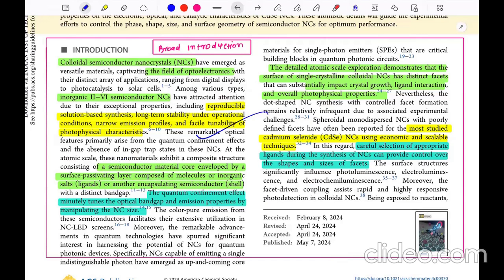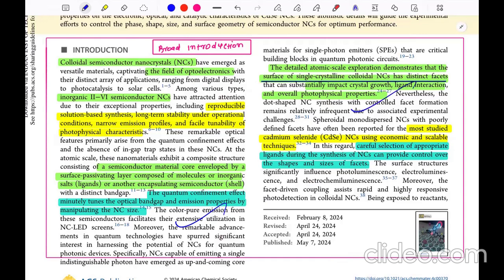So due to these properties, colloidal semiconductor nanoparticles are very widely used, and also the quantum confinement effect minutely tunes the optical band gap and emission properties by manipulating the nanocrystal size. This is all about the general introduction of colloidal semiconductor nanocrystals, and this is like a detailed atomic exploration demonstrating that the surface of a single crystalline has distinct facets.